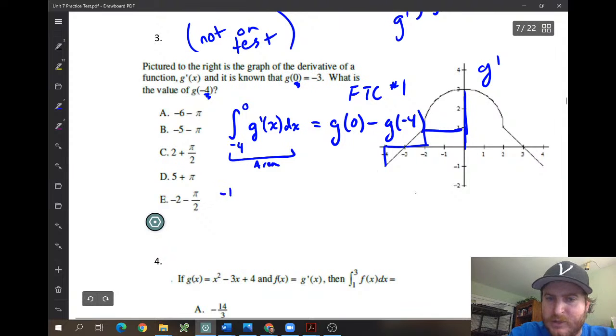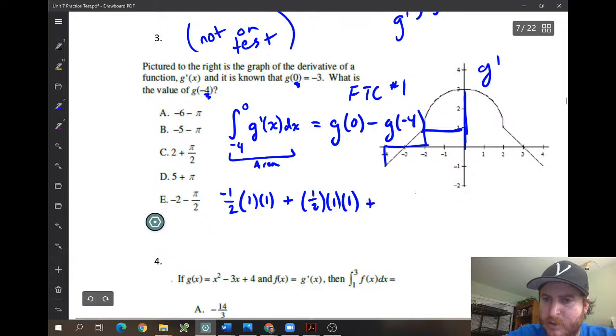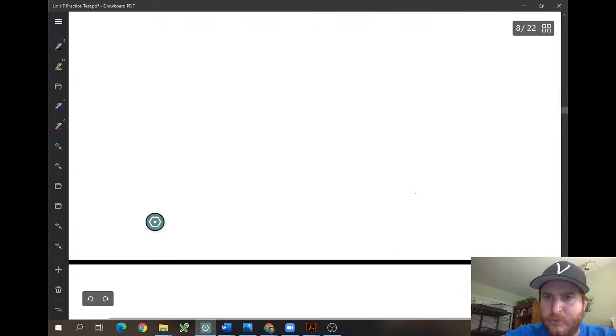So below the axis is negative 1/2 times the width is 1 and the height is 1. Then above the axis, 1/2 times 1 times 1. Then this rectangle is base times height. The base is 2, the height is 1. And then the quarter circle, 1/4 pi times 2 squared. And that's going to be equal to g of 0, which they gave me as -3, minus g of -4. Oops.